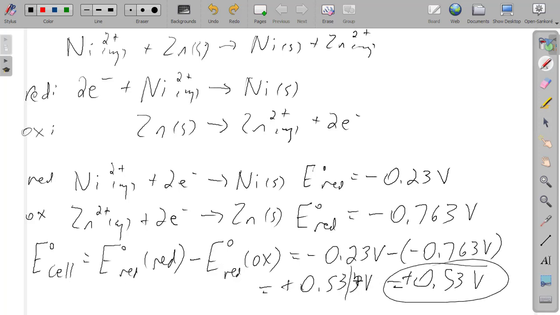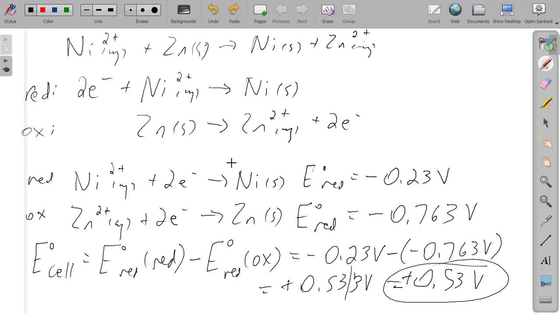So the final answer for this question, what is the standard cell potential for this reaction? Using values you find from the table, you will find that you end up with positive 0.53 volts from this reaction under standard conditions, which means that the nickel 2 ions and the zinc 2 ions were put into 1 molar solutions, and the metal pieces were put into them and the voltage measured across. All right, so we end up with 0.53 volts.